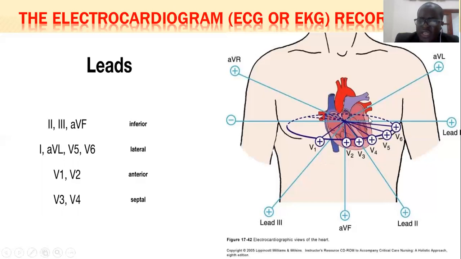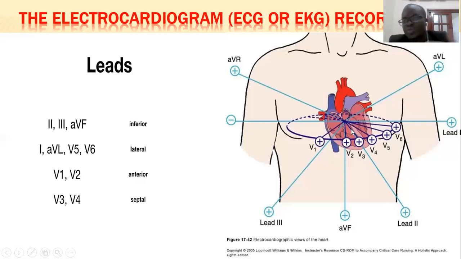And then when you check V1 and V2 here in the diagram, they are mainly looking at the anterior aspect of the heart because they are connected on the chest, just near the sternum. So they are looking directly at the heart, the front part of the heart. Then you have V3 and V4. They are mainly looking at the septum, so they are called septal leads.